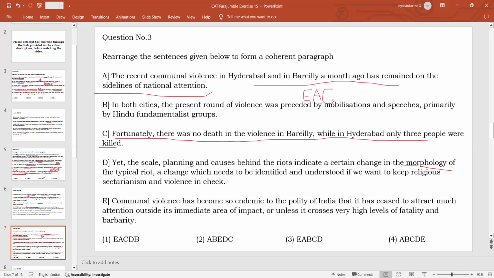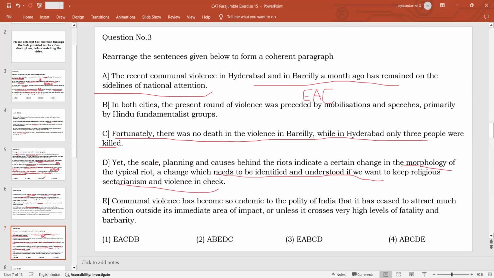First, we talk about how communal riots have become typical to Indian politics, and nobody gives any attention to them unless there is too much violence. And the recent communal violence is again not receiving national attention because there was no death in Bareilly and only 3 people were killed in Hyderabad. So this is the sequence. Here the scale, planning, and causes indicate a certain change in the morphology of a typical riot, which needs to be identified and understood if you want to keep religious sectarianism and violence in check.